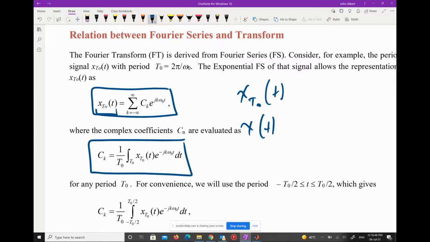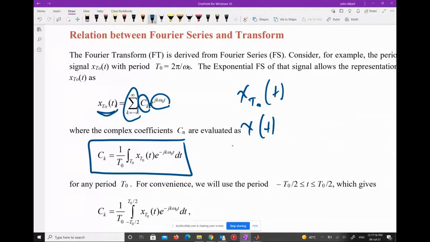Okay, the first equation basically tells us the representation of any periodic signal. X of T0 is a periodic signal here. So x of T0 is equal to the sum from k equals minus infinity to infinity of the c_k's, which are the Fourier series coefficients, multiplied by e to the power of j k omega 0 t. This is exactly the same formula that we have above. I didn't modify anything in it.